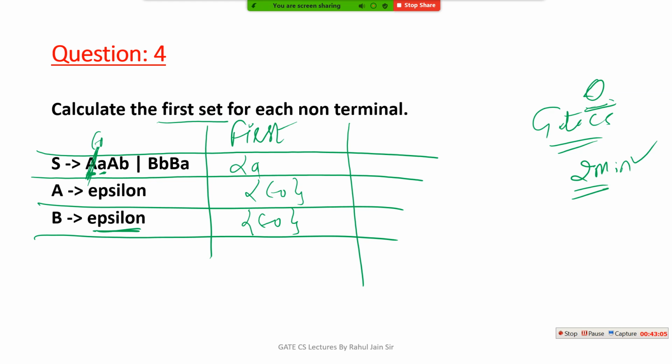Okay. Now in this case, the first of S would also always be first of B. First of B is epsilon. If I replace this with epsilon, I am getting B. So A and B is the first of S. Epsilon is the first of A and epsilon is the first of B. So guys, all candidates have answered it correctly.